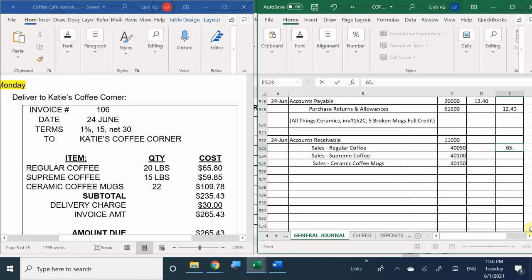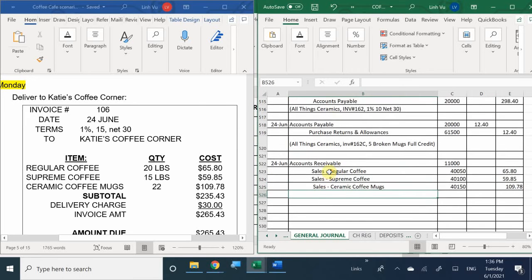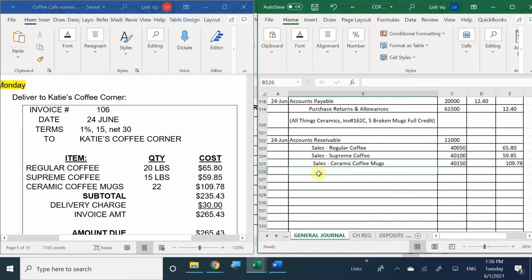I'm sorry, I gotta go back to accounts receivable first. Accounts receivable was a debit of $265.43. Since it's only the accounts receivable, I'll wait for that to be last. I'll use that as my equal sign. So the regular coffee was $65.80. Supreme coffee was $59.85. And the mugs were $109.78. Oh, and then we had a delivery charge, too, for $30.